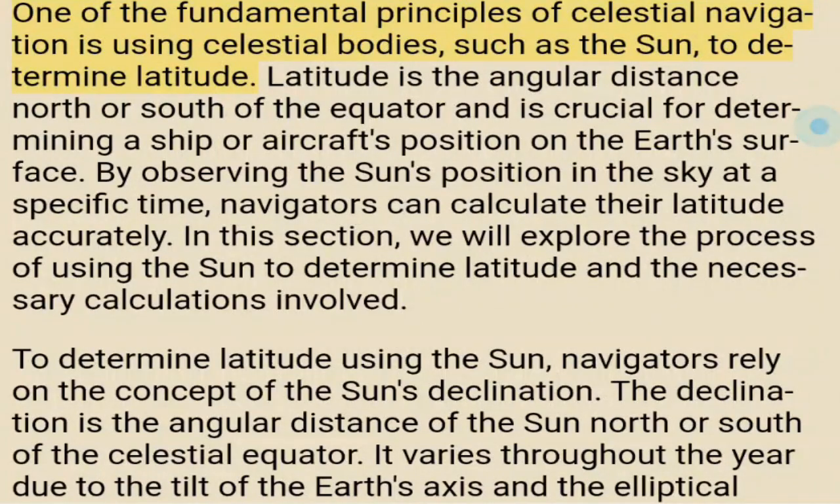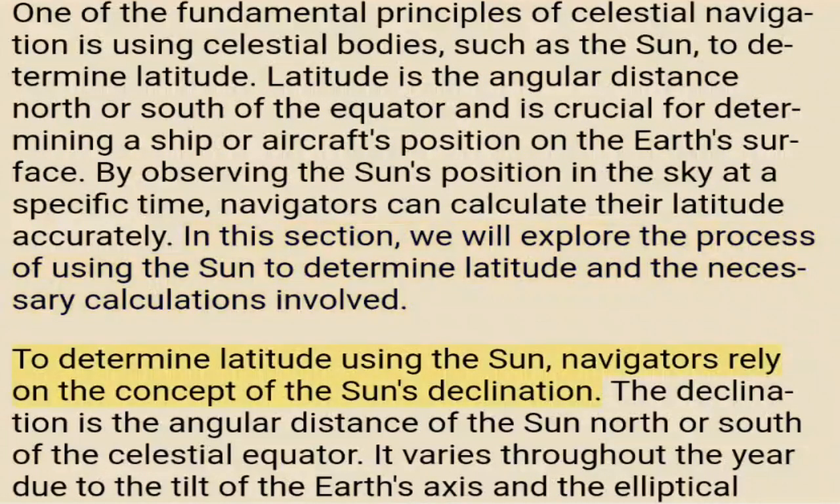One of the fundamental principles of celestial navigation is using celestial bodies, such as the sun, to determine latitude. Latitude is the angular distance north or south of the equator and is crucial for determining a ship or aircraft's position on the Earth's surface. By observing the sun's position in the sky at a specific time, navigators can calculate their latitude accurately. In this section, we will explore the process of using the sun to determine latitude and the necessary calculations involved.